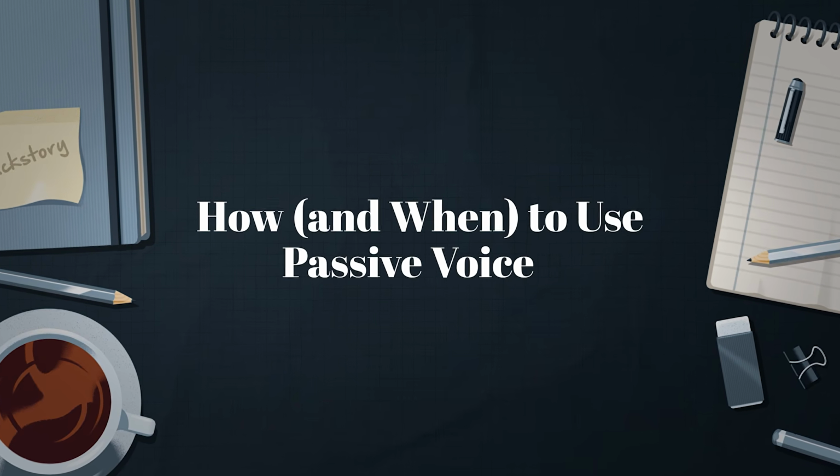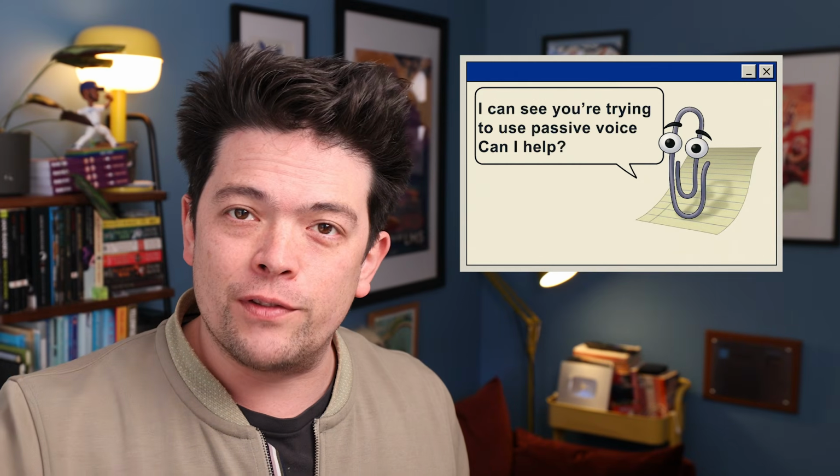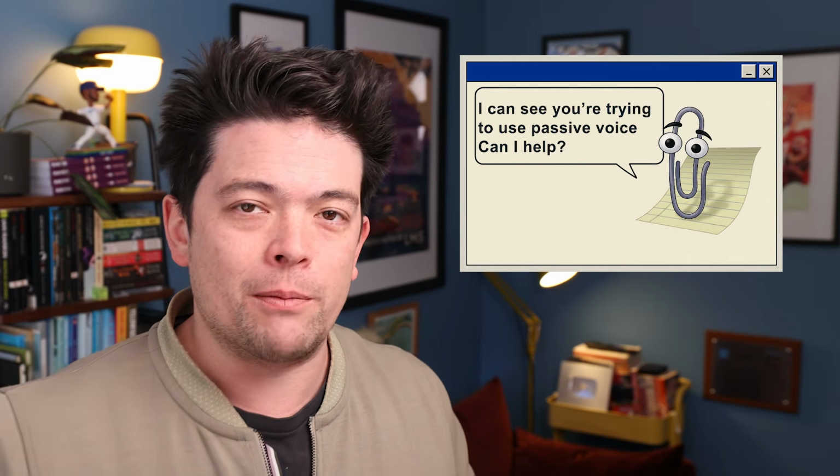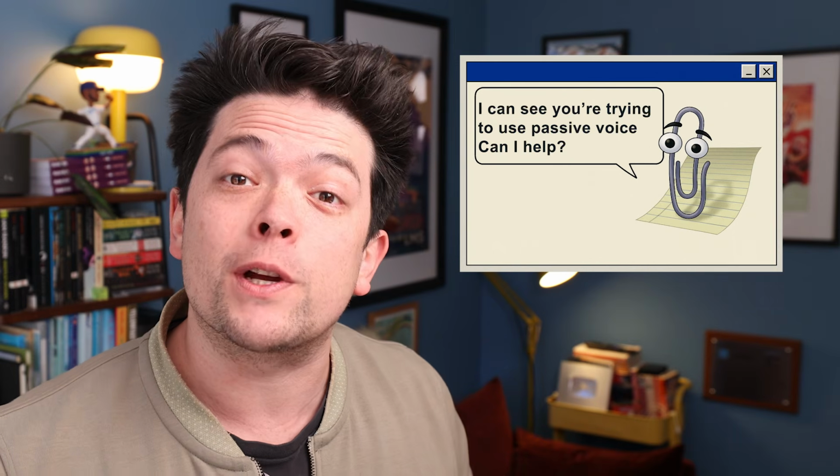Every writing book says it, every style guide discourages it. Microsoft Word and Clippy, in their infinite wisdom, will give them a little underline in blue and a disappointed squiggle whenever you try to use it. And for most situations, in most sentences, most of the time, they're probably right. Passive voice is weaker, it's vague, it's potentially confusing, it slows your writing down. But there are moments, specific deliberate moments, when passive voice is exactly the right tool to use.